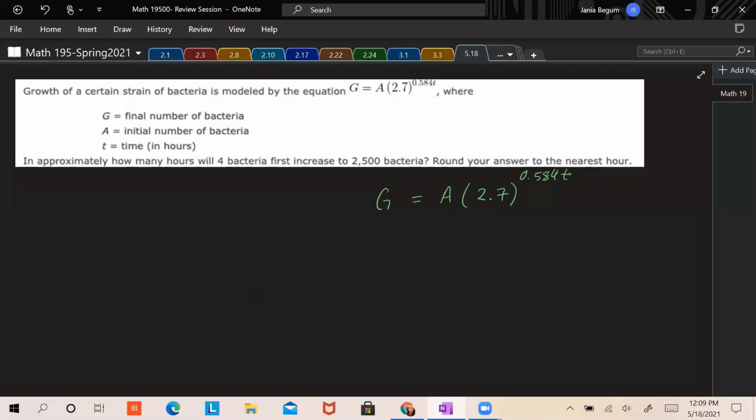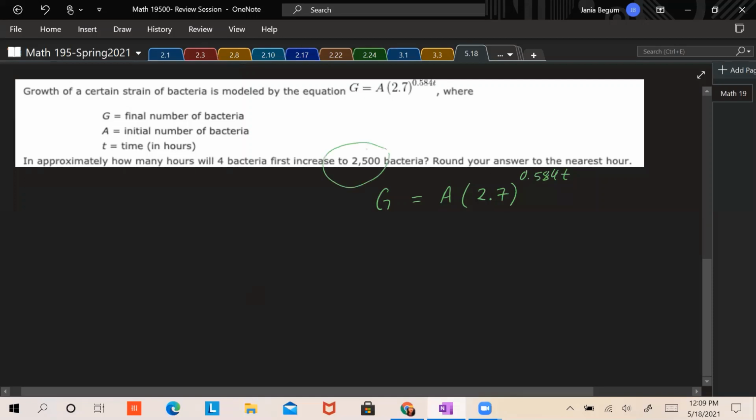Anyone wants to try? You have the final number of bacteria and you have to find in how many hours you will get that final. So we want to know what time it will reach this much. So we know G, that will be 2500. And what does the 4 bacteria represent? The initial number of bacteria. So we're starting with that much, and then we want to see what time it will grow to 2,500.